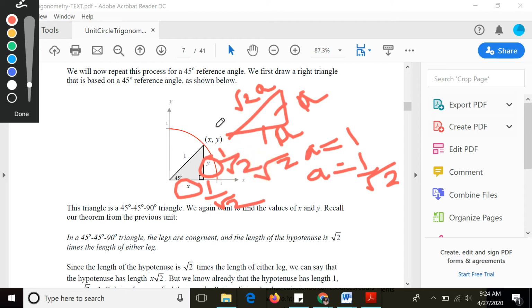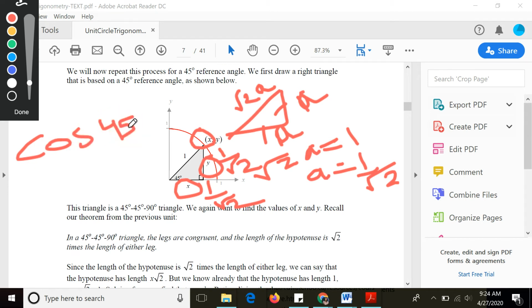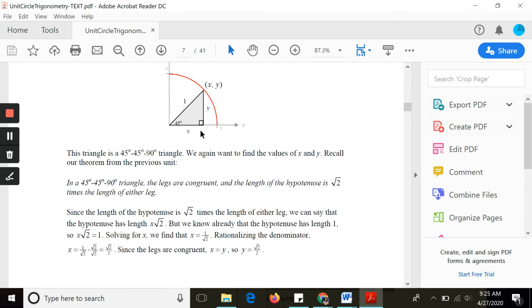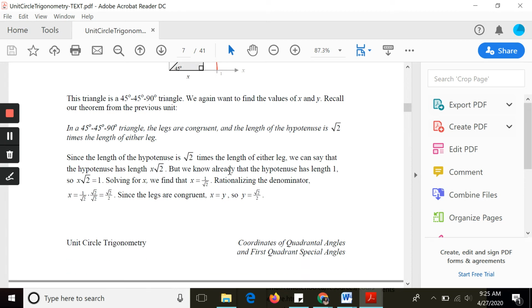And again, recall x is your cos 45. So cos 45 is equal to 1 over square root of 2, and sine 45 is equal to 1 over square root of 2. So these two values are equal. Cos 45 is equal to sine 45, and both of them are 1 over square root of 2. I explained all of these things again.